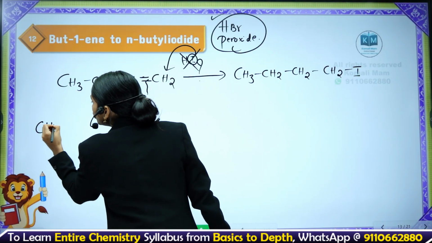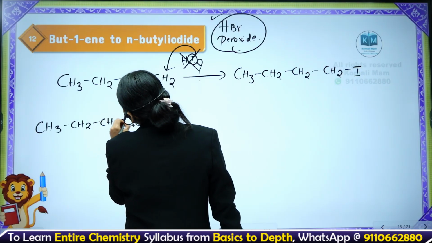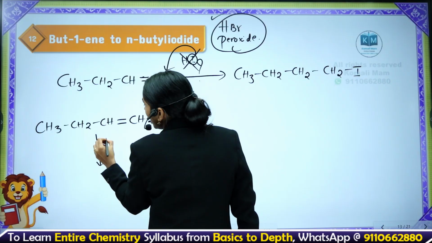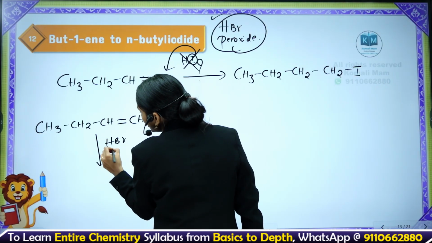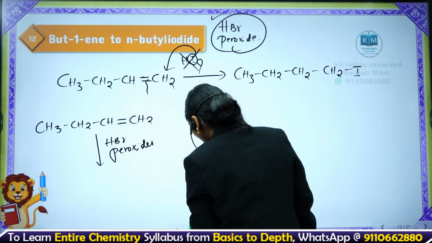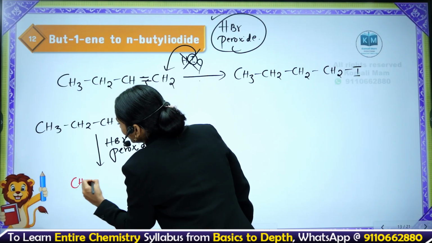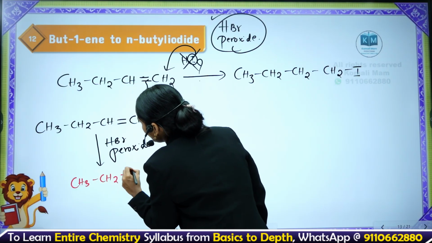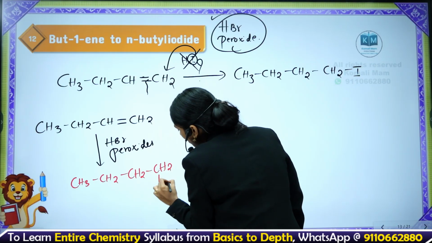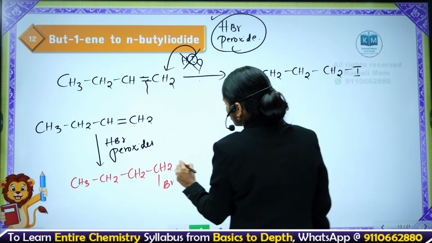Then what we should do? Take butene, which butene? 1-butene, and now treat with HBr, because only HBr can do it in the presence of peroxides. Once you treat with HBr in the presence of peroxides, we'll be getting CH3, CH2, and so on. What is the product where Br comes at first place? Peroxide means that. No peroxide, Br comes at second position.